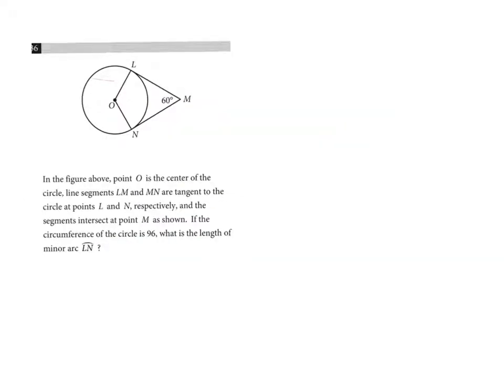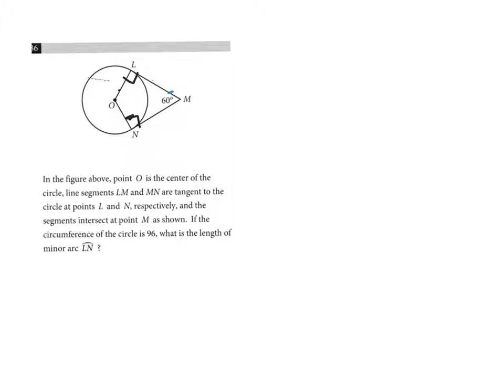Problem 36. In the figure above, point O is the center of the circle, and LM and MN are tangents to the circle at points L and N. And one of the rules from geometry said if you have a radius and you have a tangent drawn to that endpoint, then the radius and the tangent are perpendicular. So those two angles in the diagram are right angles. So here, angle OLM and ONM are right angles.